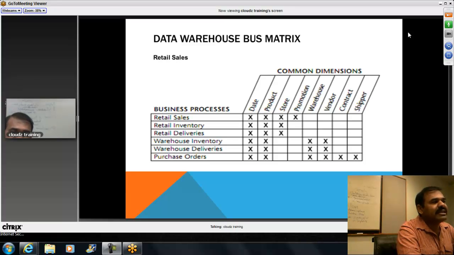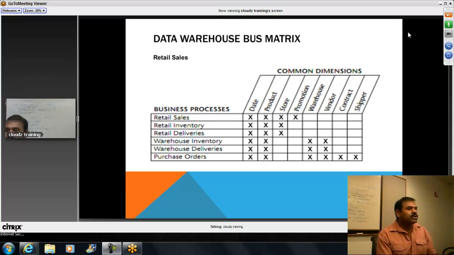So whatever you are seeing is a data warehouse bus matrix. Here I have considered retail sales as my case study as I was doing last week, and I have sent you a case study. Also go through it, which will be helpful for you guys. If you look at this data warehouse bus matrix, on the left hand side, the business processes: retail sales, retail inventory, retail deliveries, warehouse inventory, warehouse deliveries, and purchase orders. At the right hand side, I have common dimensions: date, product, store, promotion, warehouse, vendor, contract, and shipper.